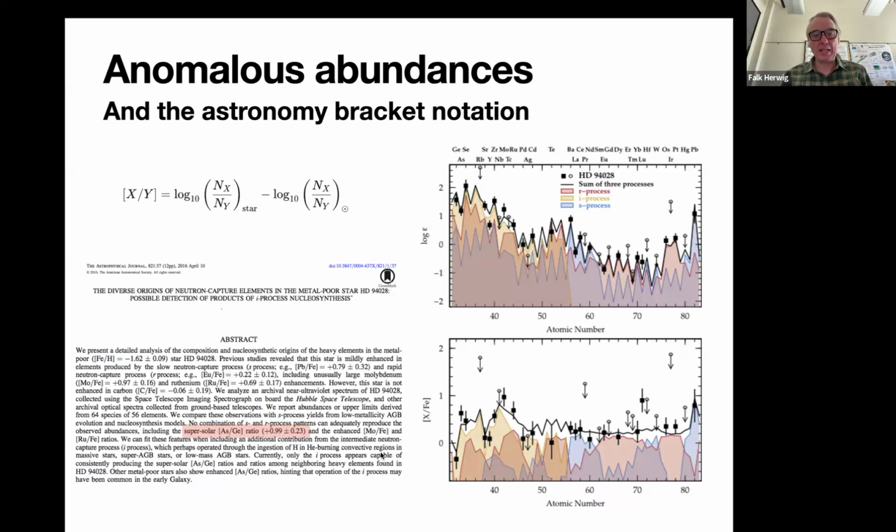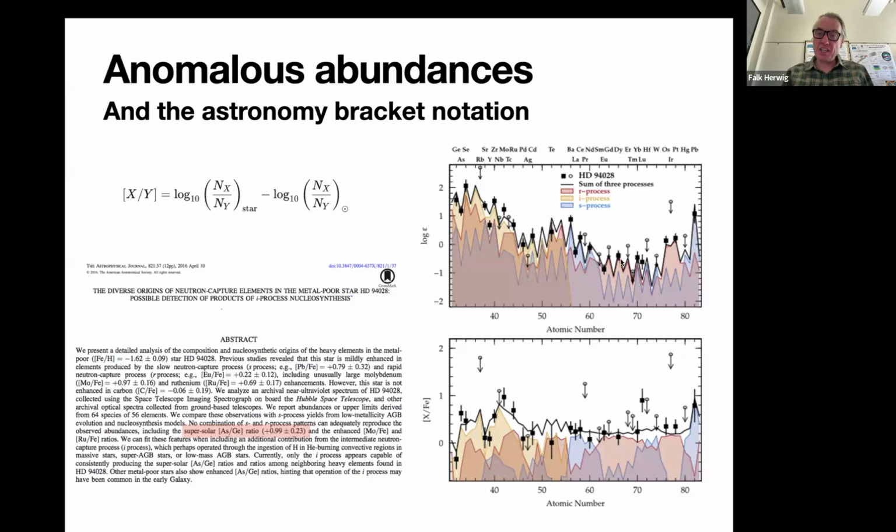This is a paper that we had a couple of years ago where we looked at one of these metal poor stars. So this is a metal poor star which has Fe over H of minus 1.6. So the iron over hydrogen abundance is about 20, 30, 40, 50 times smaller than in the sun. So it's not very many metal poor, but it's quite metal poor.